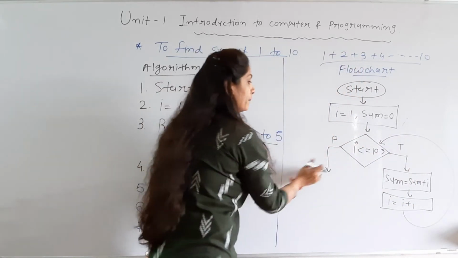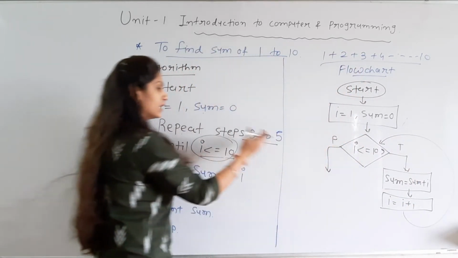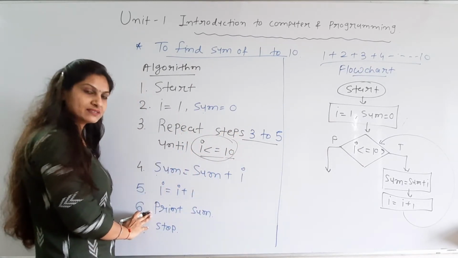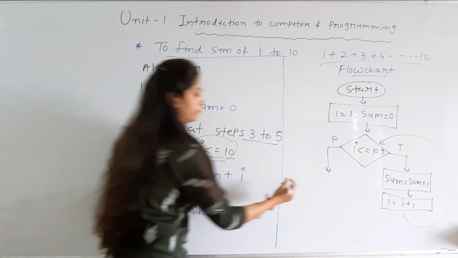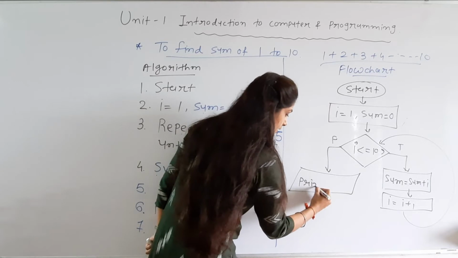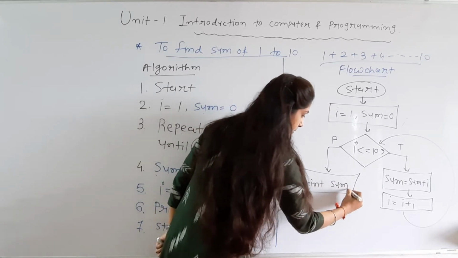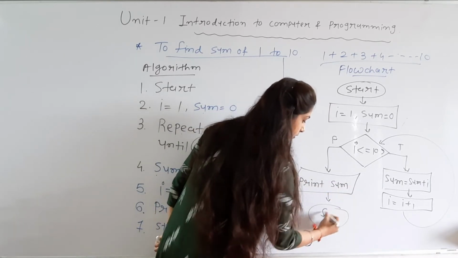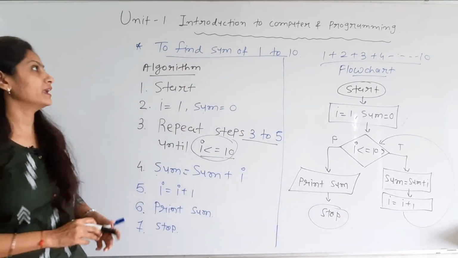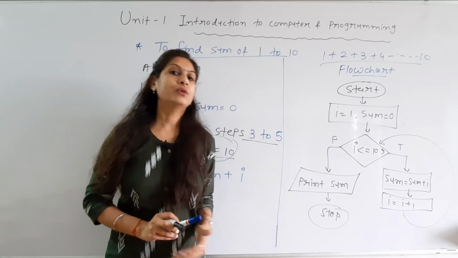Now when I becomes 11, the condition becomes false, and we move to the 6th step, that is our output is ready, and that is sum. So sum is output, that is display, print sum, and after printing our algorithm stops. So this is the flowchart for finding sum of 1 to n.